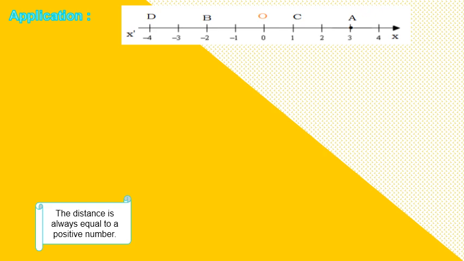Some application: I can say that I walked minus 500 meters. Okay, I moved 500 meters, to the right or to the left. No matter what the direction is, I walked 500 meters.